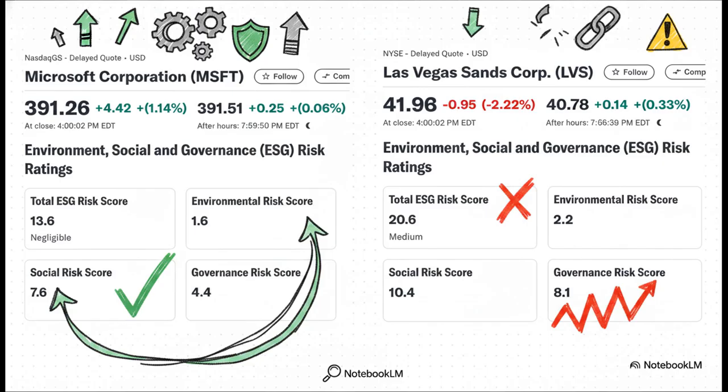Notice specifically the governance risk score difference. Microsoft is at 4.4, while Las Vegas Sands it's almost exactly double that at 8.1. If you're an institutional investor looking to protect billions in capital over the next 20 years, these numbers are just as important as revenue growth. They reveal structural operational vulnerabilities the traditional accounting completely misses.